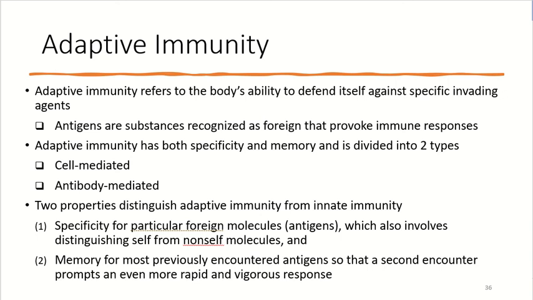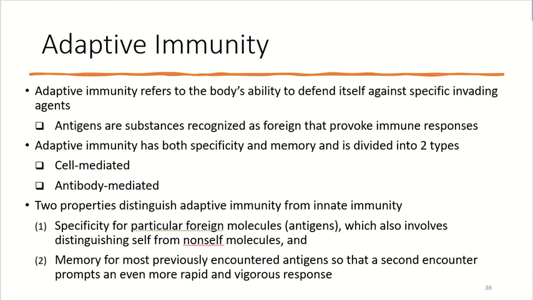So now let's take a look at adaptive immunity. This is going to refer to the body's ability to defend itself against specific invading agents. So antigens are going to be substances that are recognized as foreign that are going to provoke some sort of immune response. And adaptive immunity is going to have both specificity and memory, and is therefore going to be divided into two types. We've got cell-mediated adaptive immunity and antibody-mediated adaptive immunity.